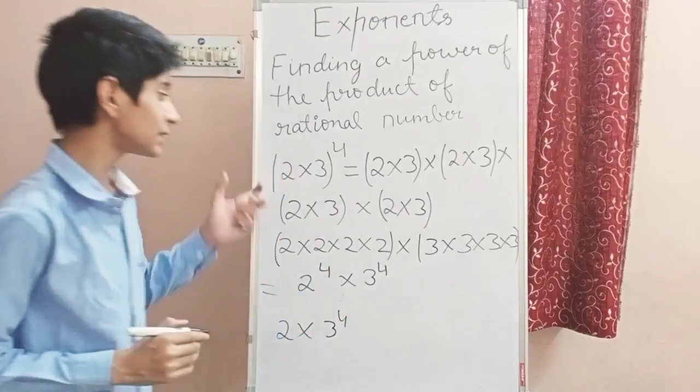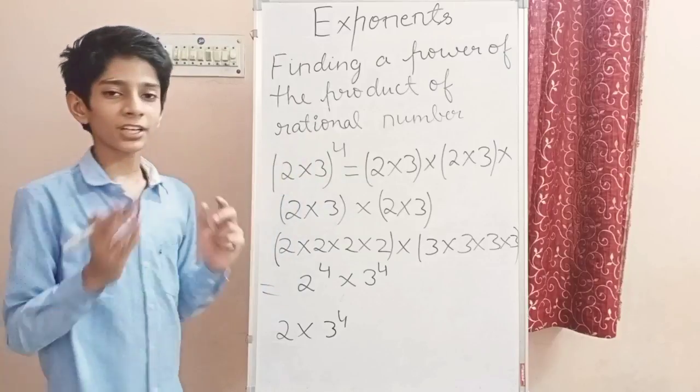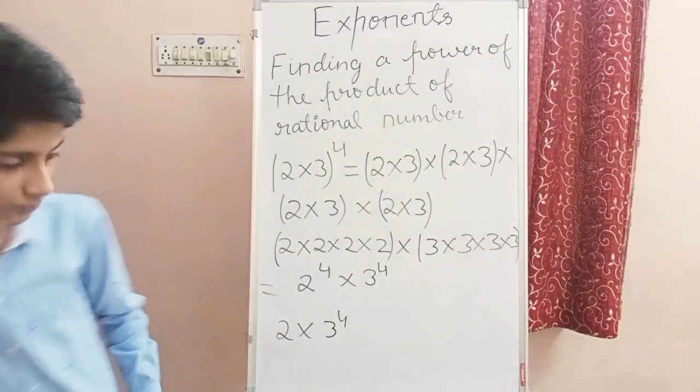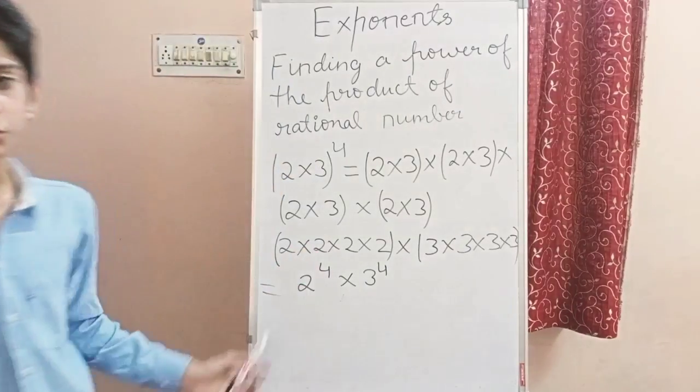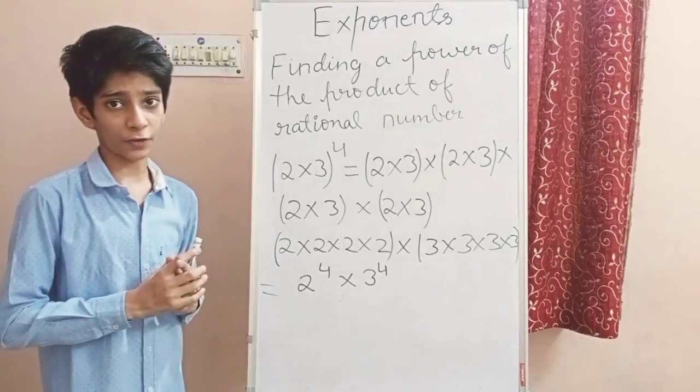But here it is in bracket. 2 and 3 are in bracket. It means the power 4 is of both the numbers, that are 2 into 3. Okay. So the answer will come as 2 raised to the power 4 into 3 raised to the power 4. So this was the third law of exponents.